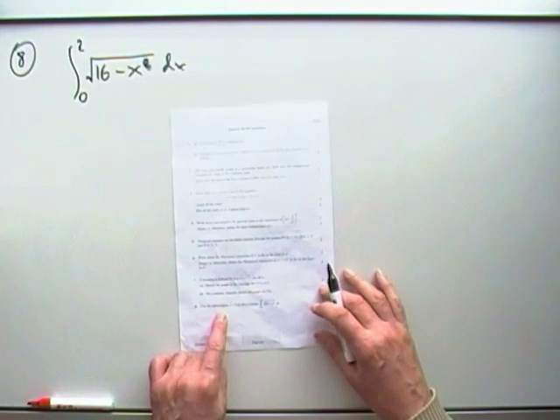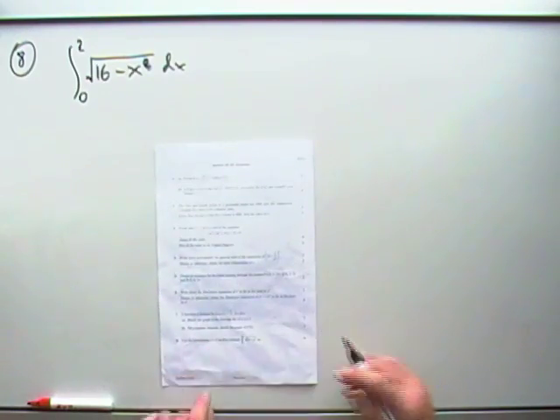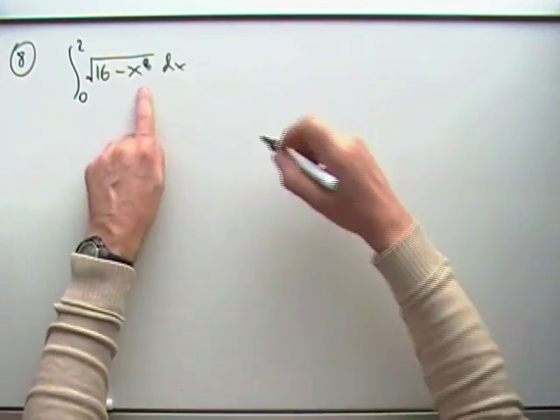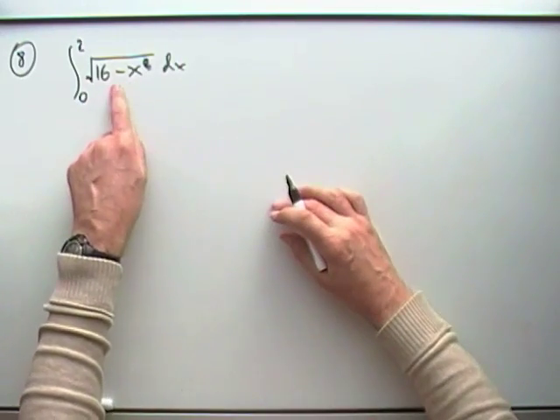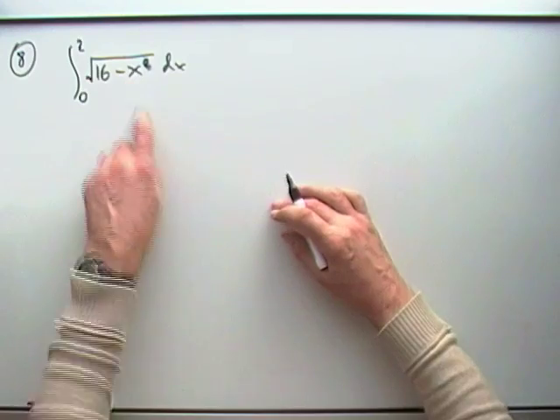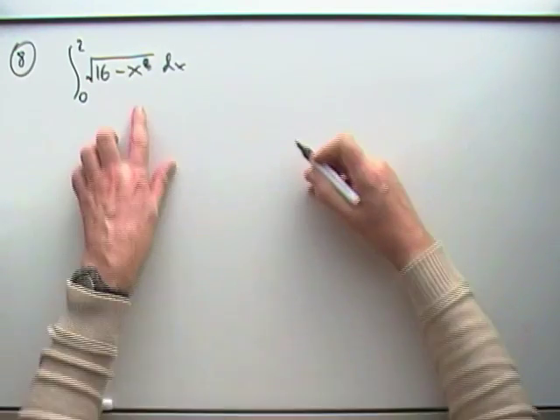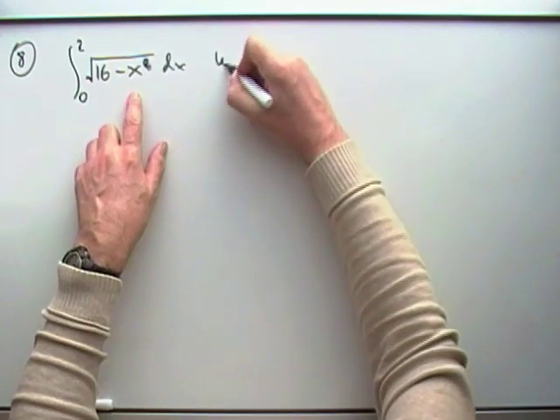Number 8. So, an integration using a trig substitution, a definite integration. Well, as soon as you see something like the square root of something minus something squared, you know it's going to be a sine substitution, because 1 minus sine squared makes cos squared. Square root goes back to cos. But anyway, we said that.